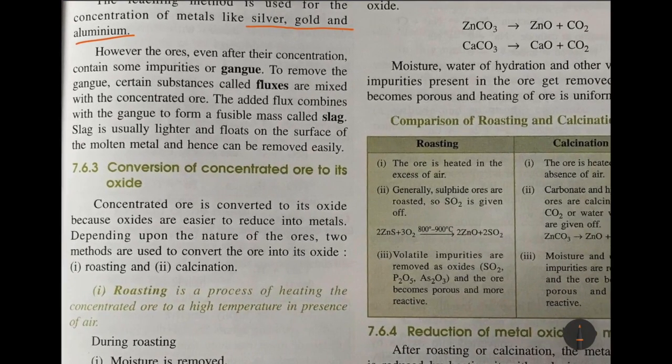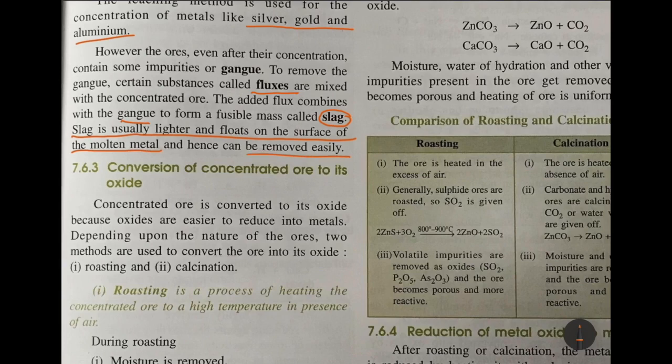However, the ores, even after their concentration, still contain some impurities, gangue. To remove the gangue, certain substances called fluxes are mixed with the concentrated ore. The added flux combines with the gangue to form a fusible mass which is known as slag. Fusible means it is melted. Slag is usually lighter and floats on the surface of the molten metal, and so it is removed easily.